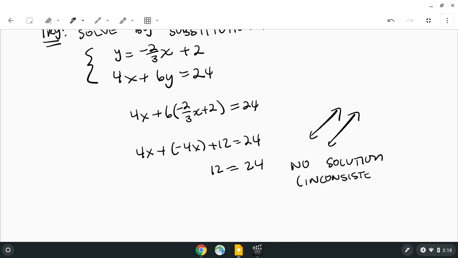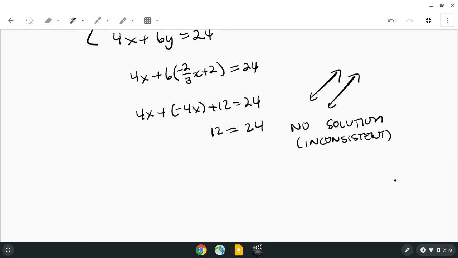Now, if you ended up with 12 equals 12, right? Your variables all cancel out and you're left with 2 numbers that are equal to each other, then that would be the case where you have the same line, one on top of the other. And so you have infinitely many solutions. Okay, so let's just put a little note there. So this here, this is not true. And if it's not true, then you have no solution.